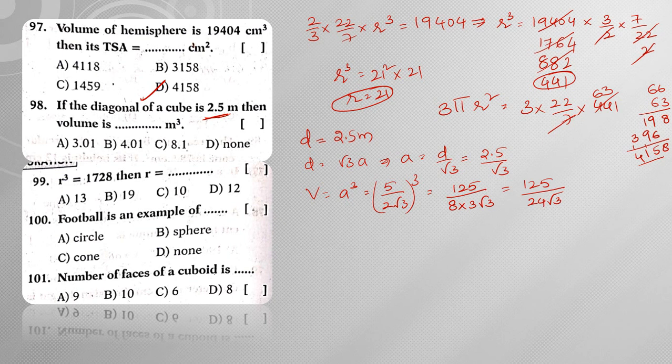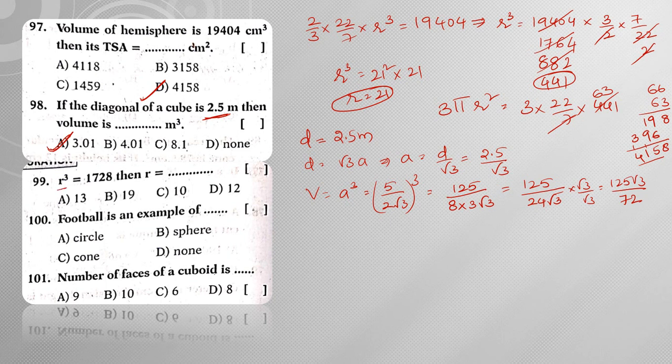So 24 into root 3. Now is there any possibility of cancellation? So that we need to do here, right? So in this, what we can do is rationalization. So multiplying with its rationalizing factor, then I am going to have 125 into root 3 divided by 24 threes. So 24 threes are 72. So on simplification, it will be approximately equal to 3.01, right?